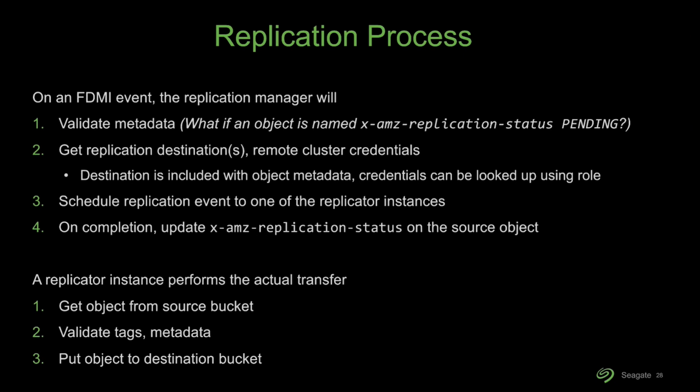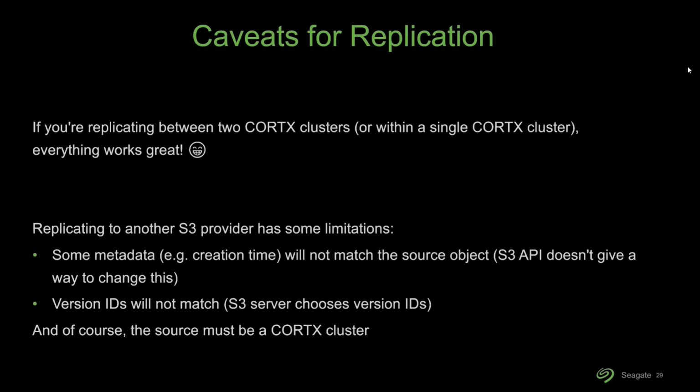And like I said, the replicator instance is the one that's doing the actual transfer. So it gets an object, validates to make sure that we're sending the right object, that we haven't replicated it already, and then it does a put to the destination object. So when we're doing replication this way between two different CORTX clusters, everything is going to work beautifully. If we are replicating to another provider, there are some issues that can show up.